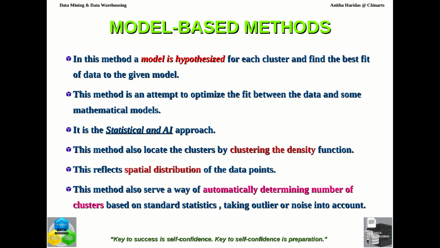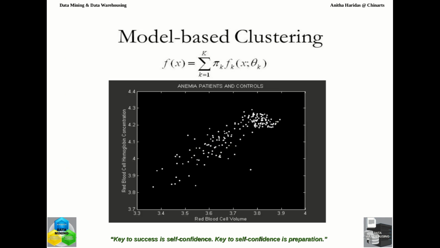And it also serves as a way of automatically determining the number of clusters based on standard statistics, taking the outlier or noise into account. That is another advantage of the model based method. So it will automatically determine how many clusters there are, based on some kind of statistics. And not only that, it will consider the outliers and noise also into account. And this is what we call model based clustering.